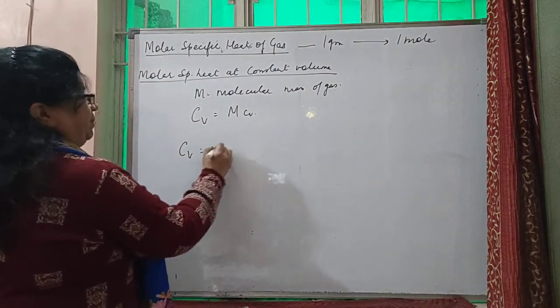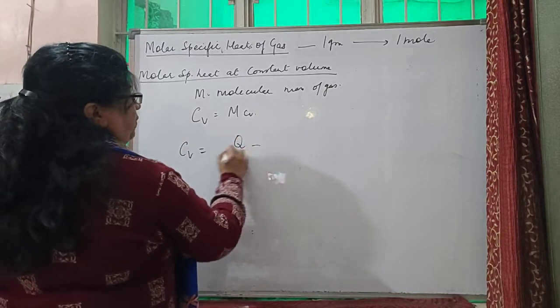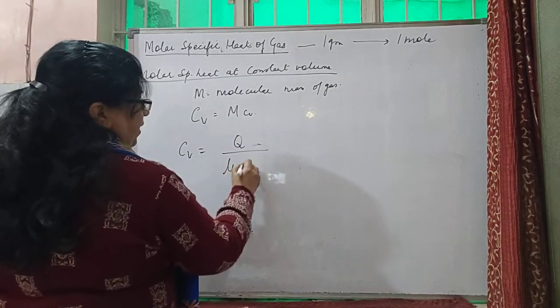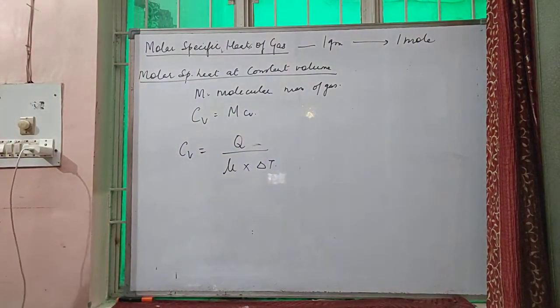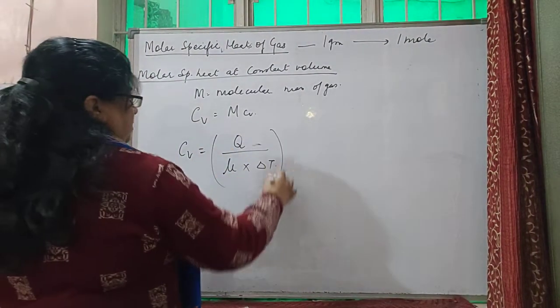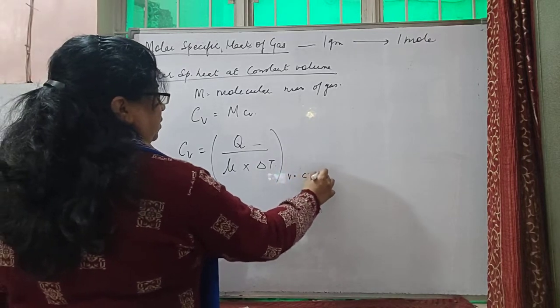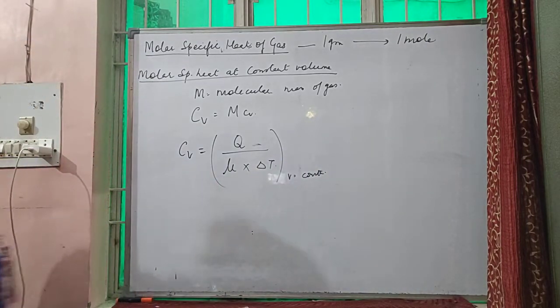Hence CV can be written as Q upon mu delta T. There we used to write m, here we are writing mu because we are talking about moles. This is at constant volume, volume is constant, and this is known as your molar specific heat at constant volume.